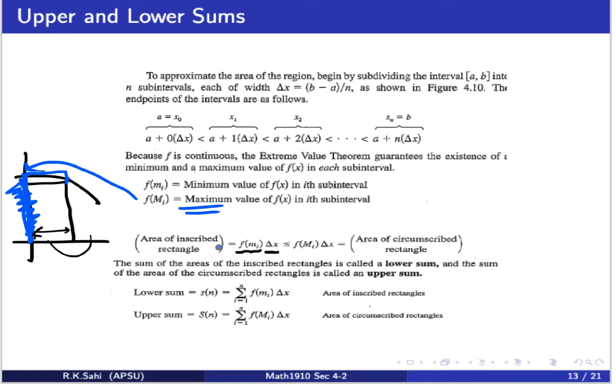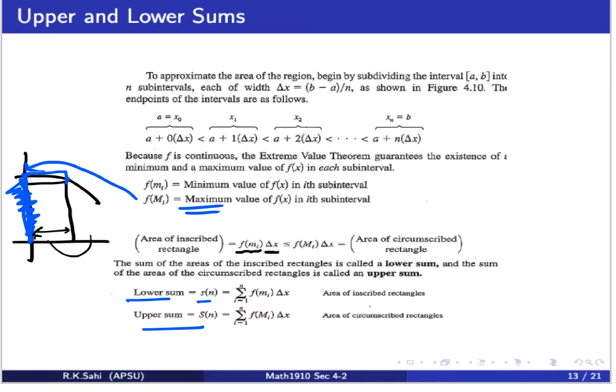So we gather all of these rectangles which are below the curve, and we call them the lower sum. We represent this by S sub n. And when we add up all the circumscribed rectangles, we call them the upper sum, in this form: summation i from 1 to n, suppose there are n rectangles, f of capital M_i, delta x_i. This one is the maximum value of the function in that interval.